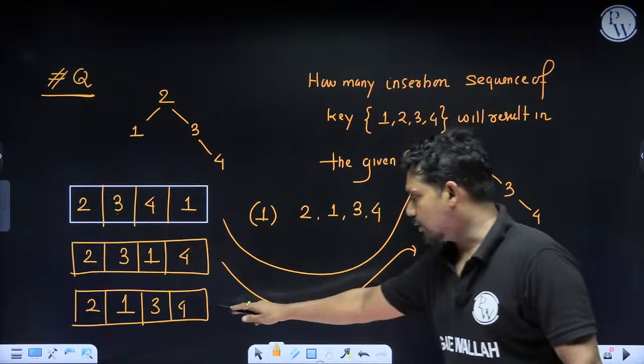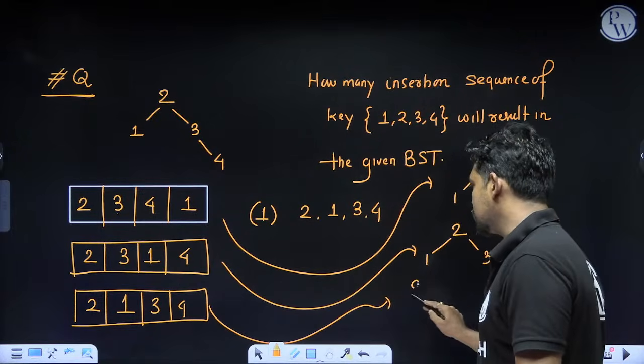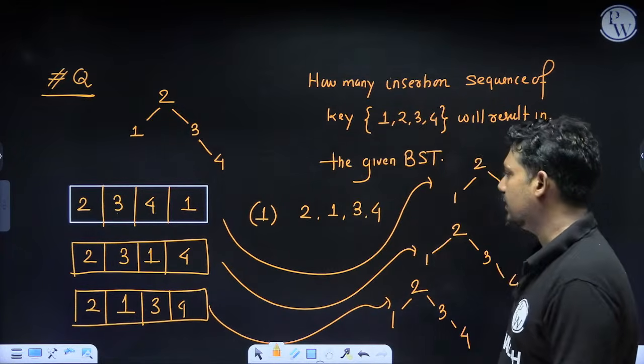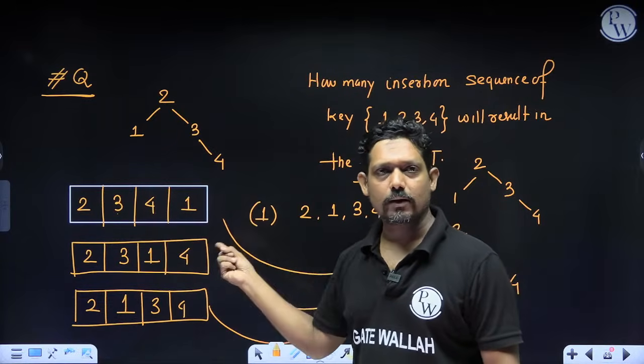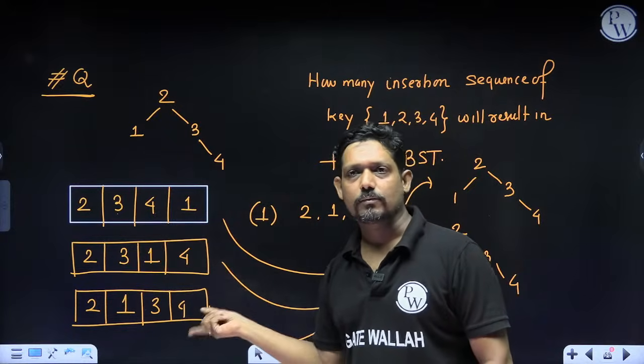Next, this one: 2 1 3 4. So first is 2, then 1, then 3 and then 4. Okay, see, all are different. 2 3 4 1, 2 3 1 4, 2 1 3 4. Okay.